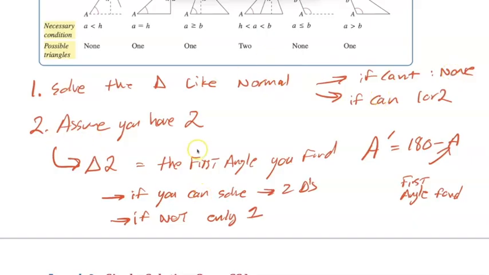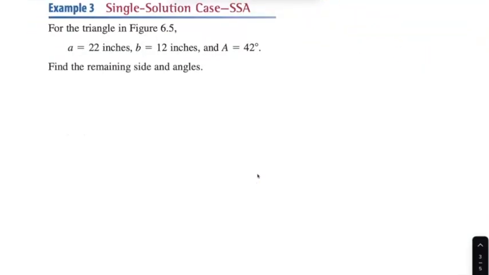After you find your first angle, do 180 minus that angle, and that's your first angle in triangle 2. If you can solve that triangle, then there's two triangles. If you can't, you'll learn real quickly, oh yeah, I can't solve this triangle. Then there's only one triangle. That's the process. Let's do this first one here.